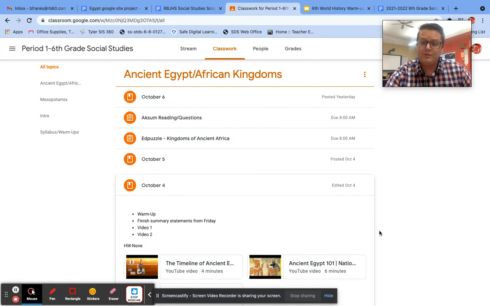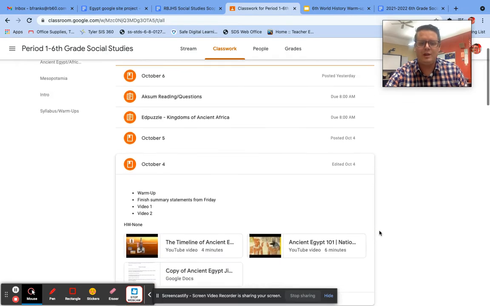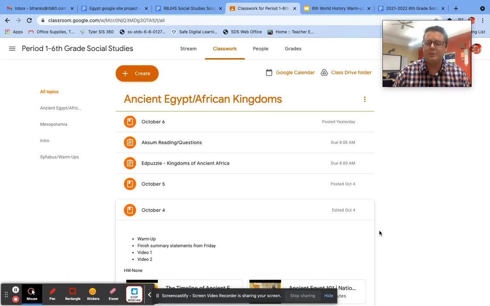In sixth grade social studies, the curriculum overall is ancient world history. We were doing Mesopotamia. Now we're in ancient Egypt, as you can see, and other African kingdoms. We'll be getting into ancient Greece and Rome and medieval kingdoms and others as the year progresses. So that's an overview. Most recently we did Mesopotamia, where the first civilizations occurred, and we're right in the thick of ancient Egypt.